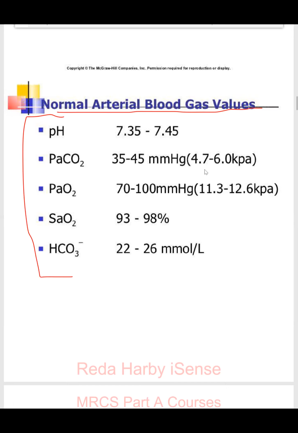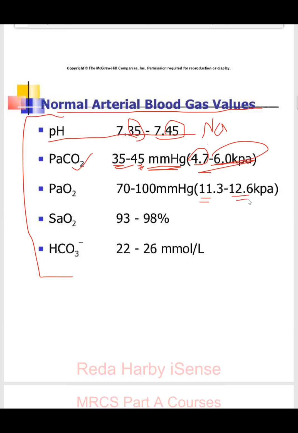pH, this number, 7.35 to 7.45. The same number as the sodium, 135 to 145 range of sodium. The same number in millimeters of mercury for CO2, which is 35 to 45 millimeters of mercury, or 4.5 to 6 kilopascal. This is the PaCO2. Keep this. PaO2, 11 to 14.